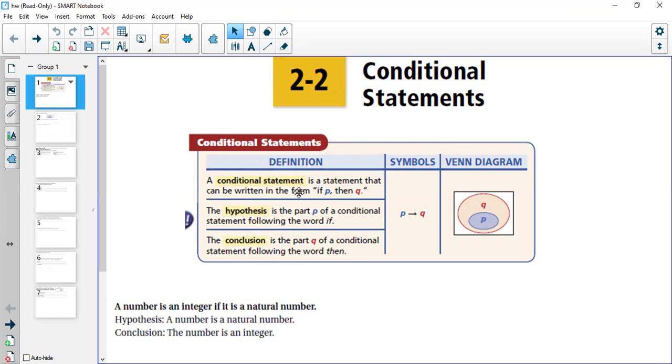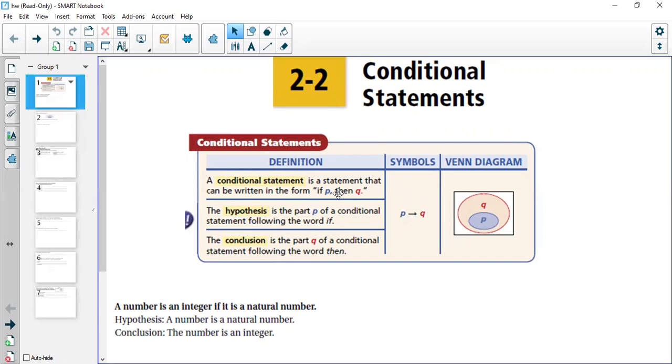A conditional statement is a statement that can be written in the form if P, then Q. P and Q represent two situations. What are the two situations? If something happens, definitely there will be a result, right? For every action there is a reaction. That's what conditional statements say. If something happens, so P is something that happens, then Q will happen. If you study well, then you will score good marks. If you fail, you will stay in the same grade. This is what a conditional statement means.